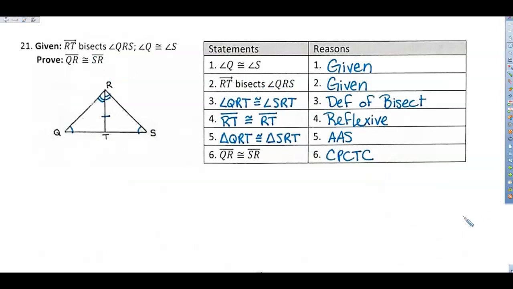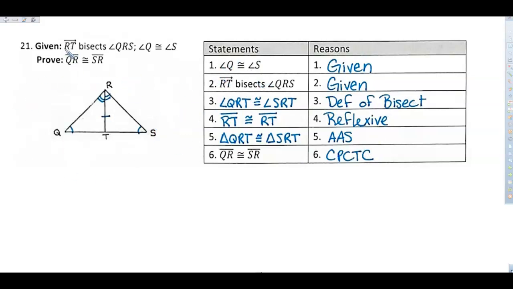All right. Let's look at the proof. We've got our given statements right here. We know where we're trying to go. So again, I don't want you to look at anything over here until you have marked your picture.